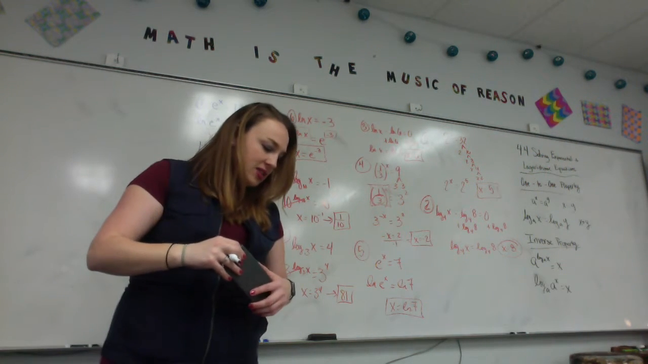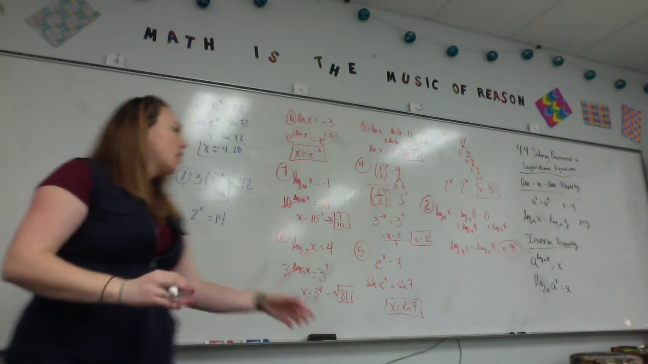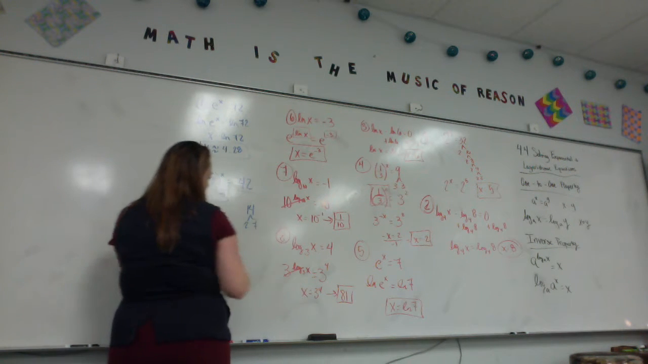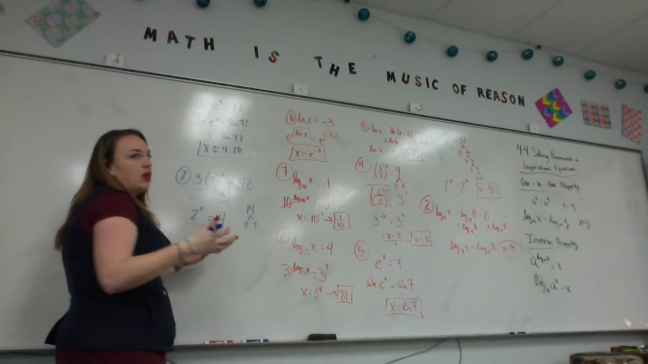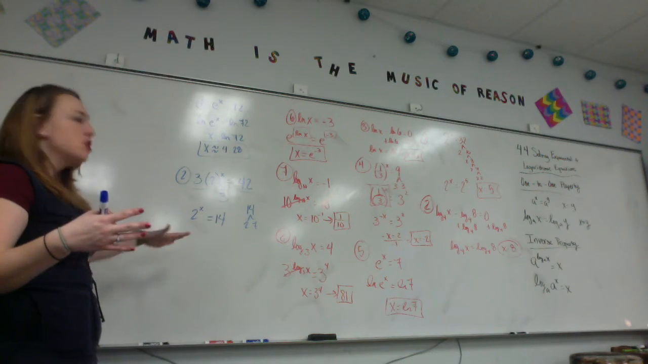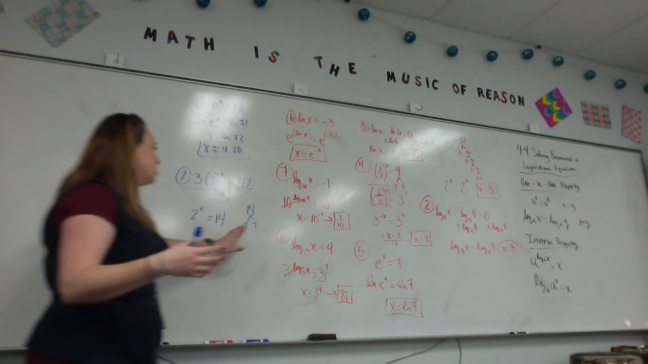Now I have 2 to the x equals 14. Here's the problem: if I do the factor tree on 14, I get 2 and 7, so I don't have all 2's. I don't have anything I can do base-wise. So what do I have to change this to solve it then?